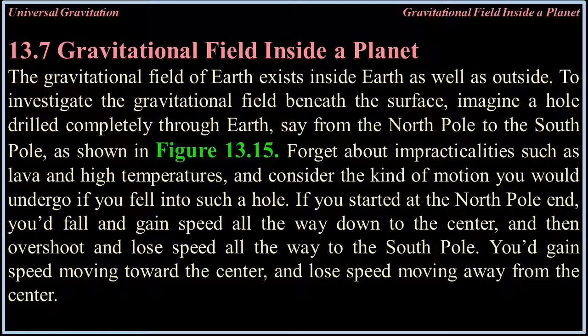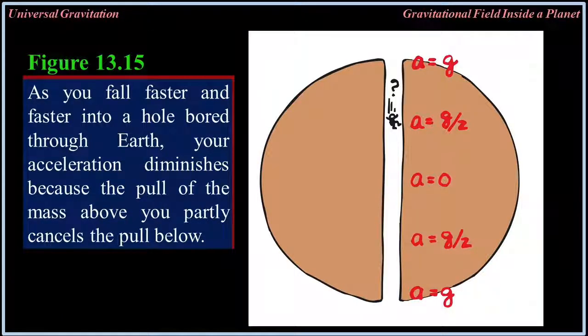13.7, gravitational field inside a planet. The gravitational field of Earth exists inside Earth as well as outside. To investigate the gravitational field beneath the surface, imagine a hole drilled completely through Earth, say from the North Pole to the South Pole, as shown in figure 13.15. Forget about impracticalities such as lava and high temperatures, and consider the kind of motion you would undergo if you fell into such a hole.